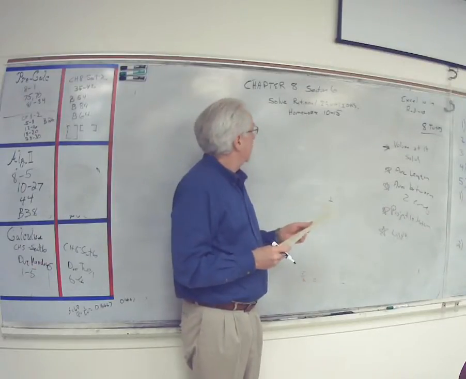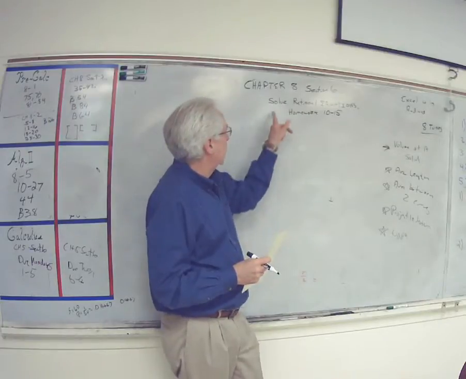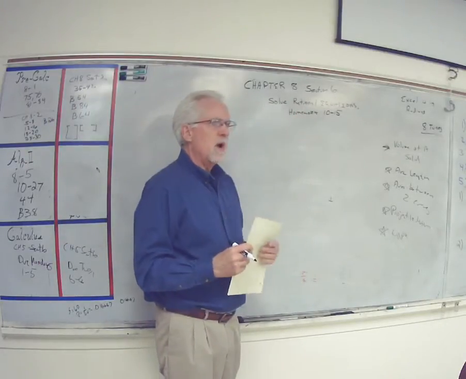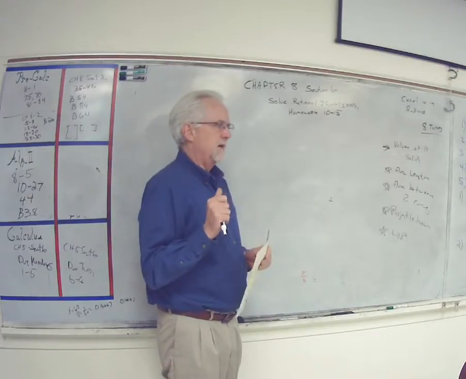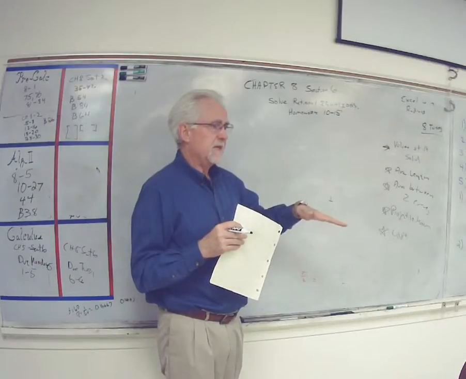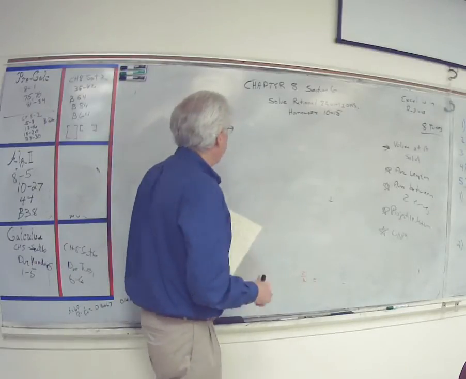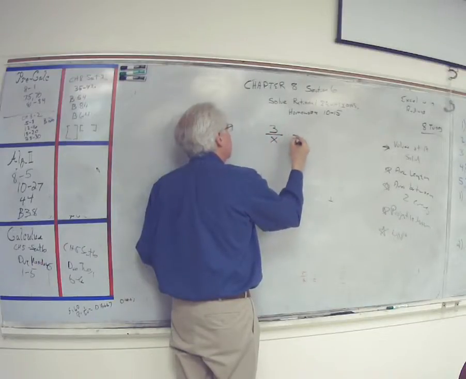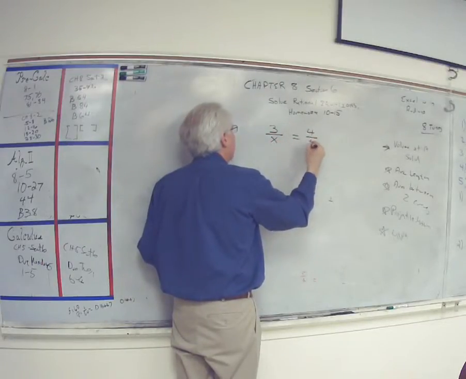Okay guys, today we're in Chapter 8, Section 6, and we are going to solve rational equations. So when you see the word rational, what word should come to your mind? Ratio. And a ratio is something divided by something else. And then how do we solve those? Well, there can be really easy ones, like if I had 3 over x is equal to 4 over 5.